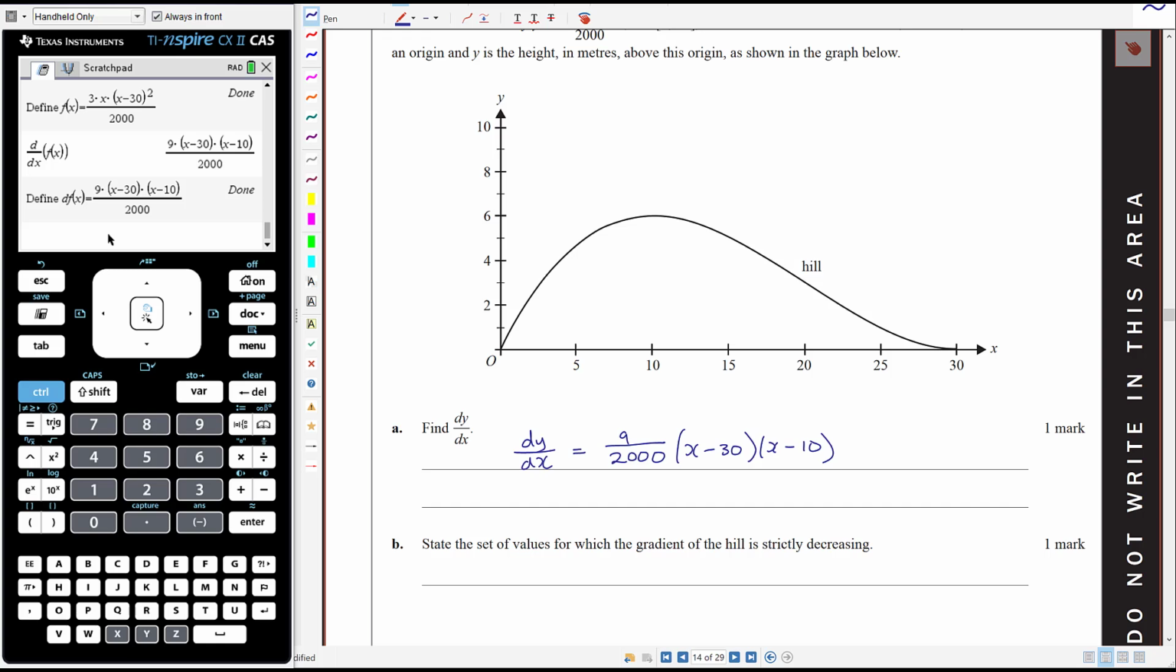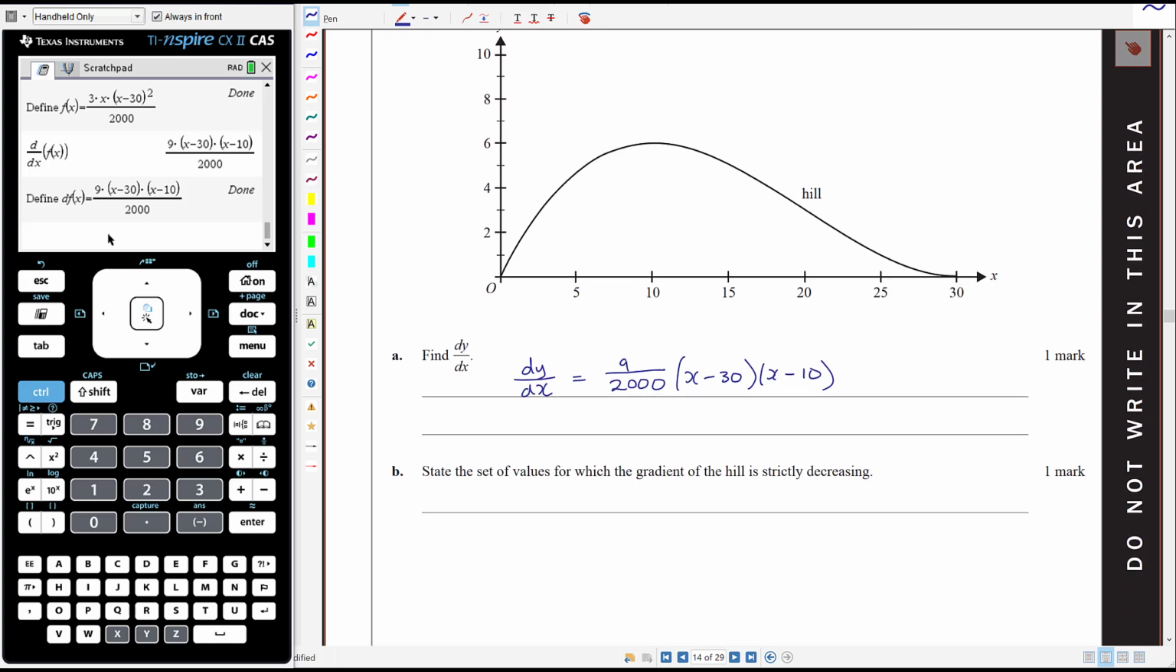Now, I thought this was a slightly mean question. Most students gave the answer that was to state the set of values of x where the hill is decreasing. So that would be from 10 to 30, and because it is strictly decreasing, that would be 10 to 30 inclusive. However, that's not what the question asks for. The question asks for when the gradient of the hill is decreasing. So that is when the derivative is negative. Not just when the derivative is negative, but when the derivative of the derivative is negative. So that's where that was a bit mean.